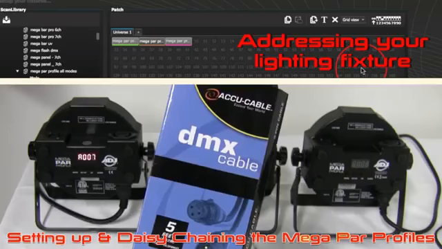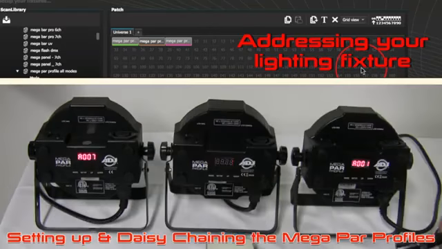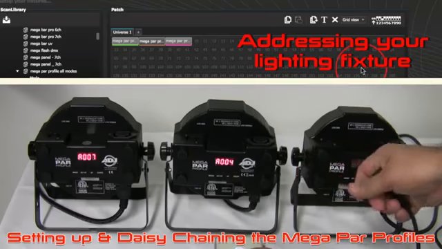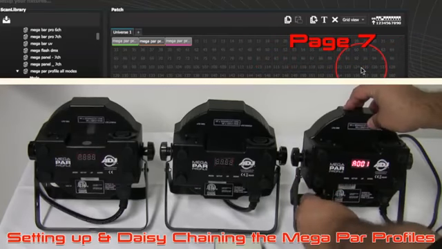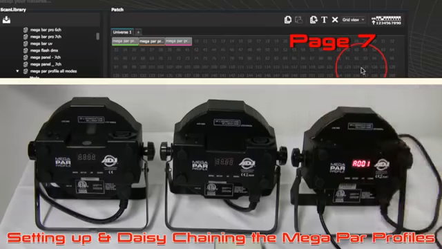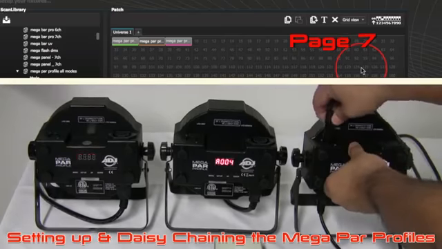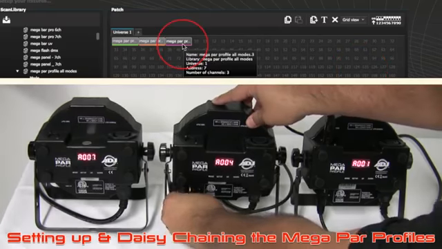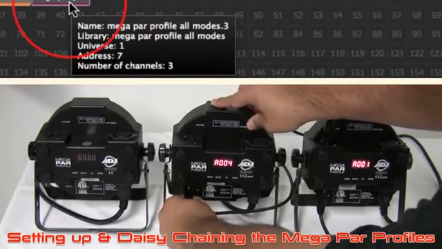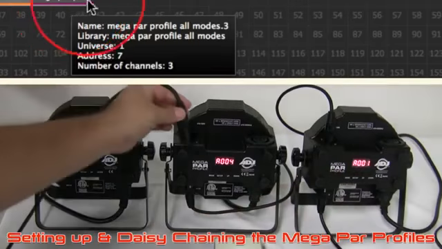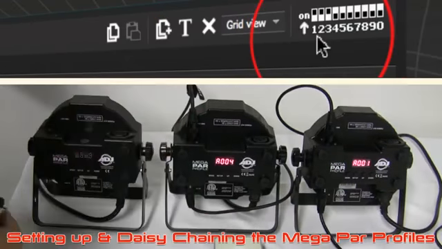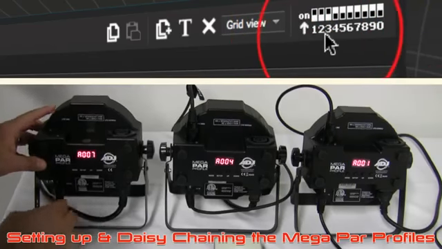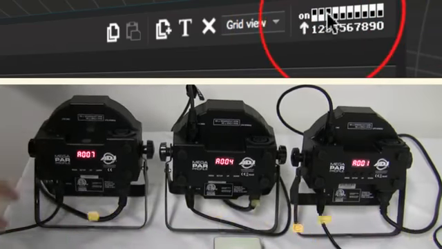Addressing your lighting fixture. Each lighting fixture must be given a unique number or address. The address is normally set via a LED display or dip switch on the actual lighting fixture. Hover over a fixture to know the address and click the fixture to see the dip switches required to set this address. For example, this lighting fixture is set to address 7, channel 3. If you have dip switches, you could see here that your dip switches will have to be set to 1, 2, and 3 up, and the rest of them will be down.